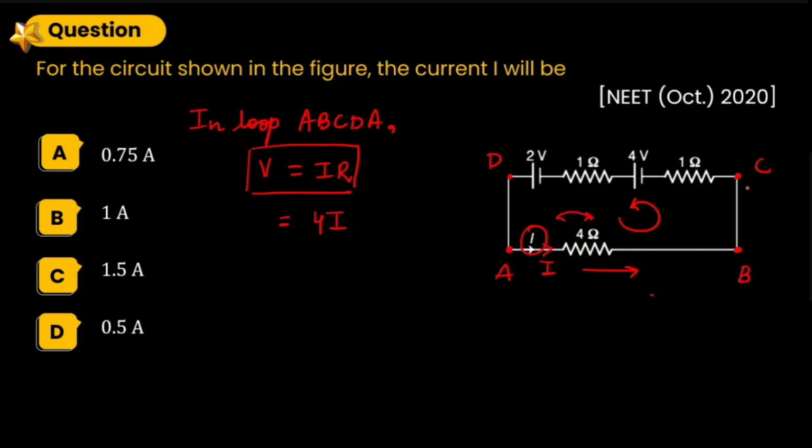Then we go from B to C, there is nothing, so we won't write anything. From C to D, there are many things. If current is going through this way, it must be going through this. So again, current and my reading sense are the same. So it should be plus I times 1, like I times the value of resistance. Next, we got a battery, and when we are going from C to D, which plate are we exiting from? Positive plate.